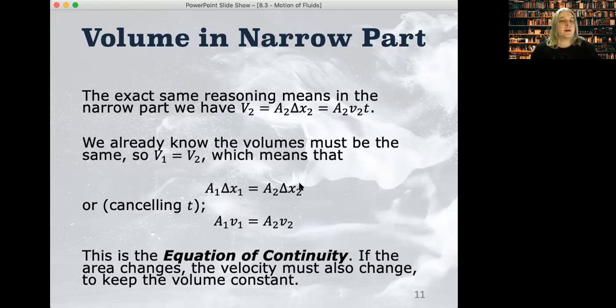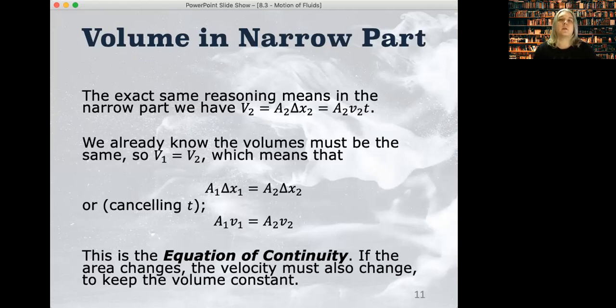So we've got the V1, big V1, volume 1 and volume 2 are the same, and that means that A1 times velocity 1 times time is equal to A2 times velocity 2 times time. And of course we can cancel out the times, and we get A1 V1 is equal to A2 V2, where the V is a velocity now. So we've got the area times the velocity in the wide part is equal to the area times the velocity in the narrow part. And that is the equation of continuity.